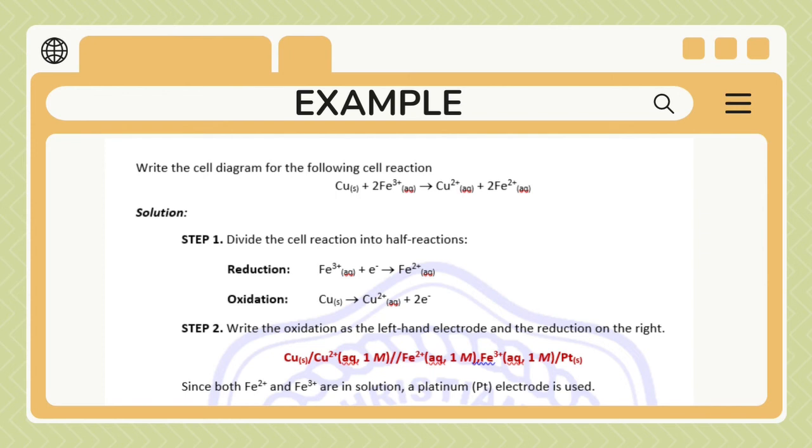For step number 2, we're going to write the oxidation as the left hand electrode and the reduction on the right side.